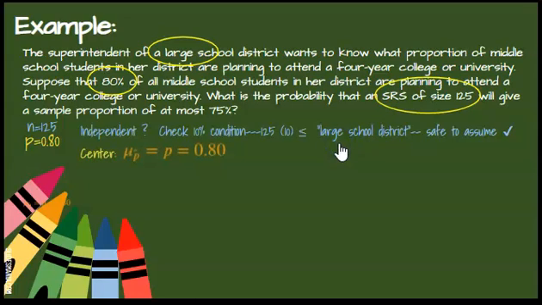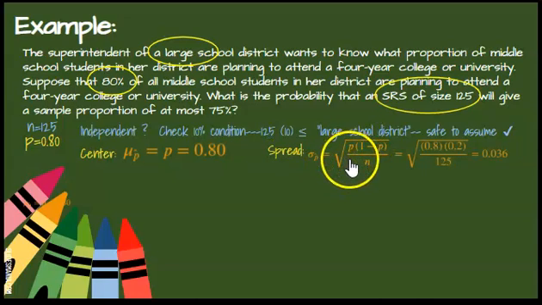So then we have to know what's the center of the sampling distribution. If I took a bunch of samples of size 125 and found the percent who are planning to attend a four-year university, where would the center of that be? Well, we said it's going to be the same as the population parameter, which is P, so it's 0.8. The spread, we're going to use this formula right here, and for P, we're using 0.8. So 1 minus 0.8 gives me 0.2 over the sample size, take the square root, and I get this value. This is my standard deviation of the sampling distribution of the sample proportions.